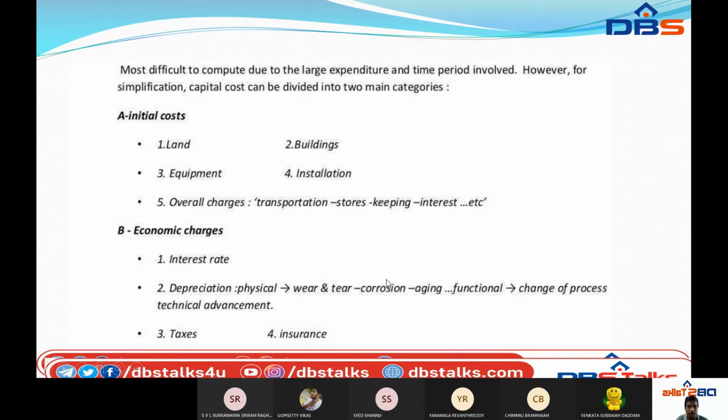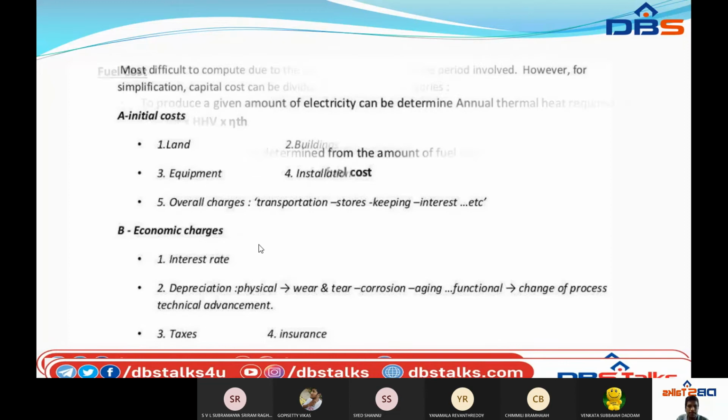Corrosion occurs because power plants are operating in nuclear based, thermal based, or hydel based areas. In those areas, corrosion occurs. Change of process, technical advancement, taxes, and insurance. These are the economic charges that occur in power plant economics. That means capital cost.